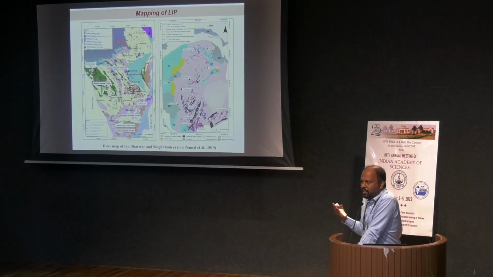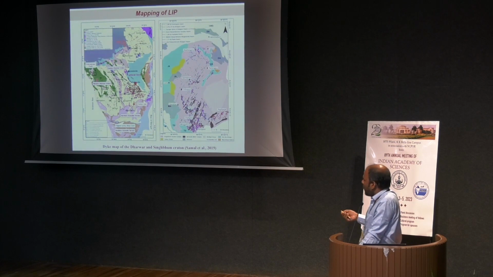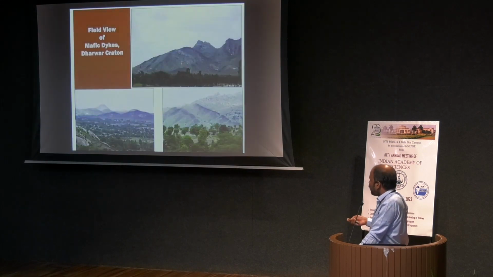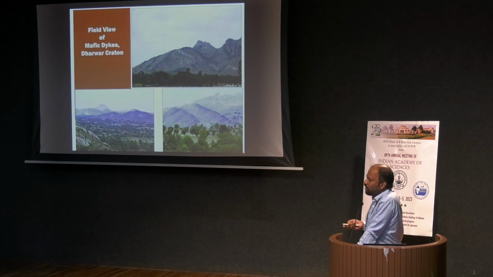I will show how these mafic dikes are identified by using Google Earth images and also by conducting several fieldwork. We have prepared this map for the Dharwar craton and this is for the Singhbhum craton. These are the dikes that we generally observe, how they look in the field. You can see a bouldery outcrop. This is the country rock, that is granite, and these black colored outlines are mafic dikes. You can see how huge and how large it is.